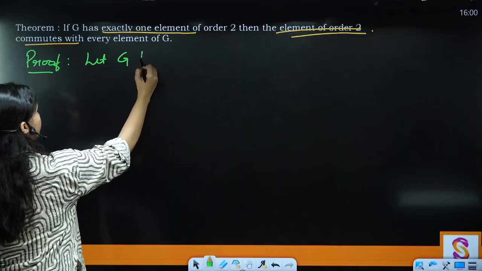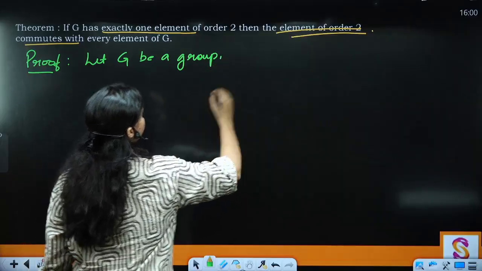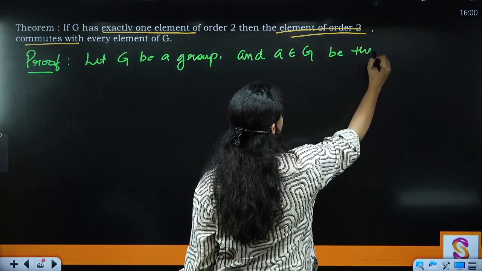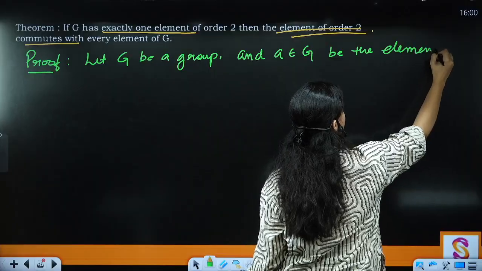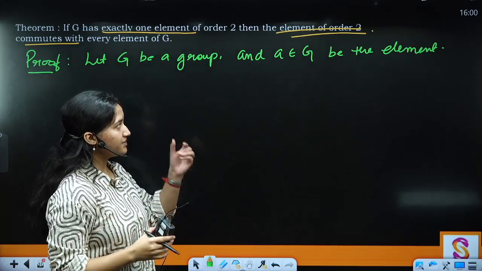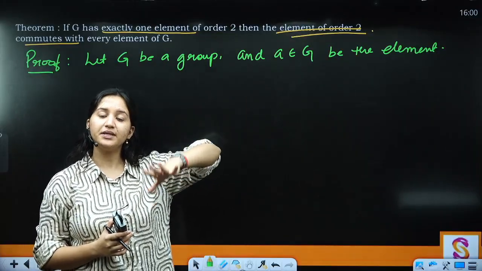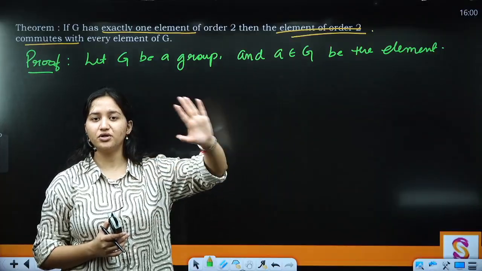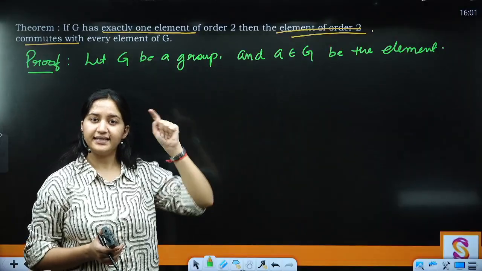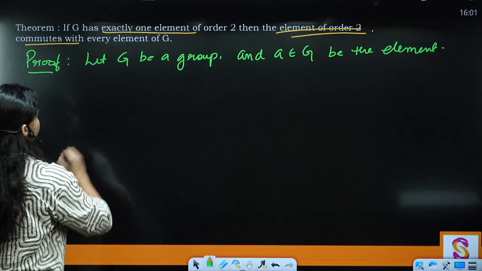Let G be a group and a belongs to G be the element. Now here you understand what we are given and what we are proving. We will assume that a is that element which is going to be of order 2, and it is going to be a single element of order 2 in this group. Then this a is going to commute with every element of G. That is what we are going to prove here. Clear?